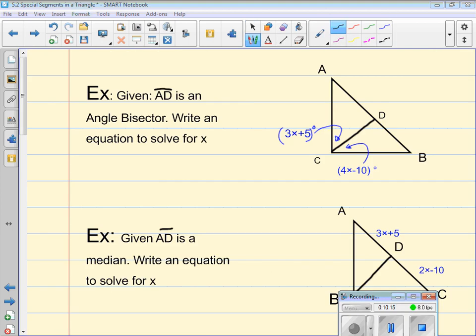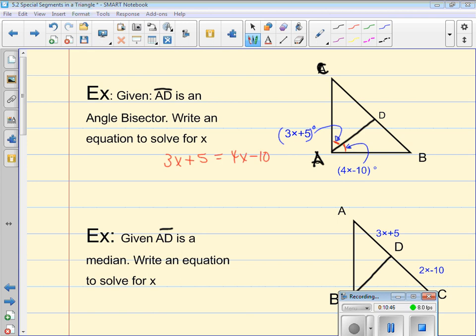of these properties. So here we have an angle bisector. AD is an angle bisector. So I've got, I'm sorry, let me just fix this real quick. This should be A here, and this should be C there. So I apologize for that. And so AD is an angle bisector. So what that tells me is that this angle right here is congruent to that angle right there. So I can just simply write 3x plus 5 equals 4x minus 10. All right, so those two pieces are equal to each other.